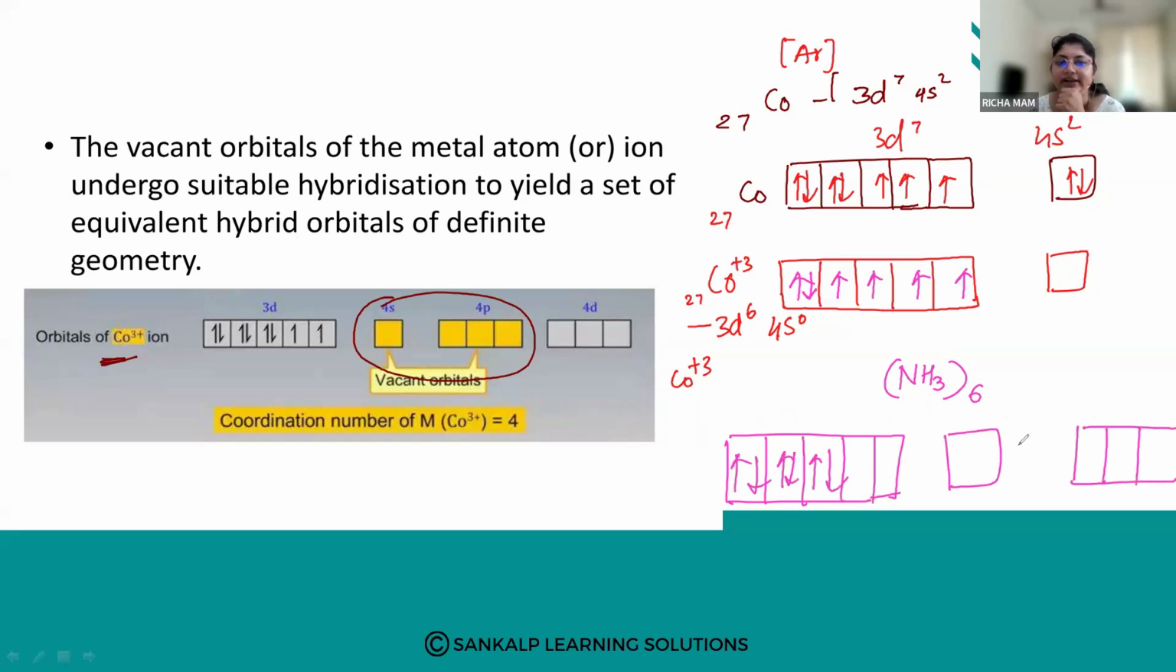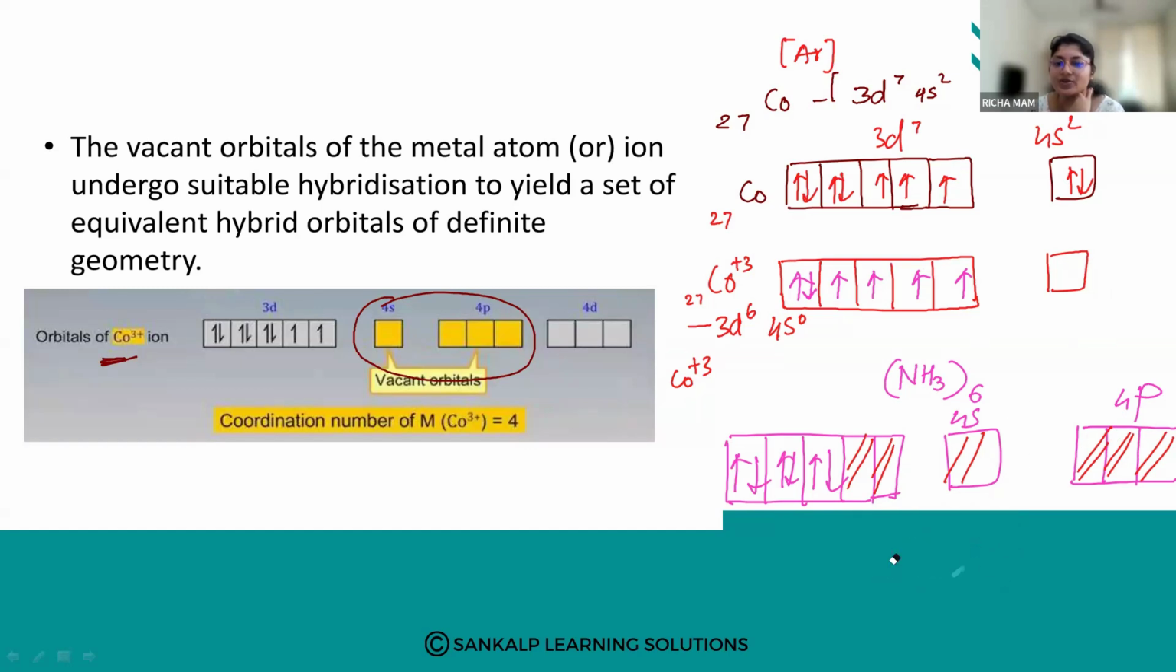After 3d, 4s, 4p will be there. So 4p is there. Now how many of these are there? These are 1, 2, 3, 4, 5, and 6. So it will show this type of hybridization, d2sp3. Like this the hybridization is shown. We will discuss all that later, so just remember.